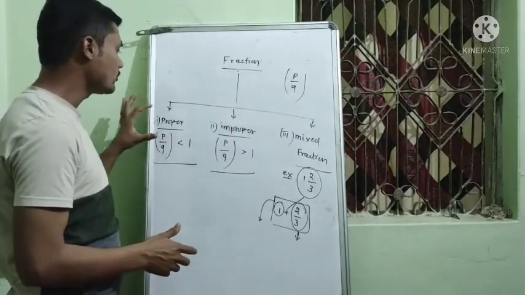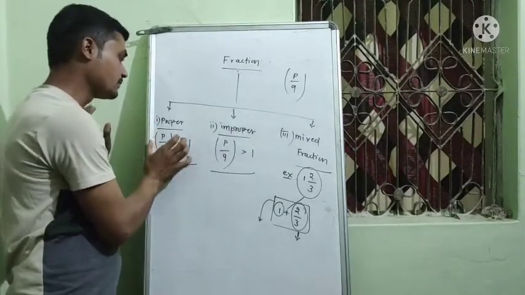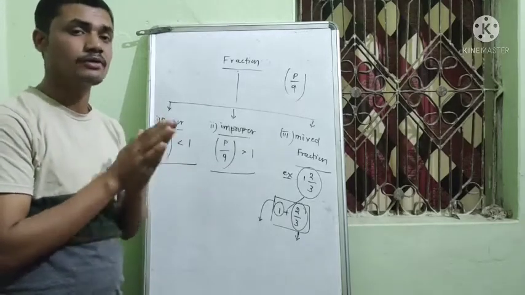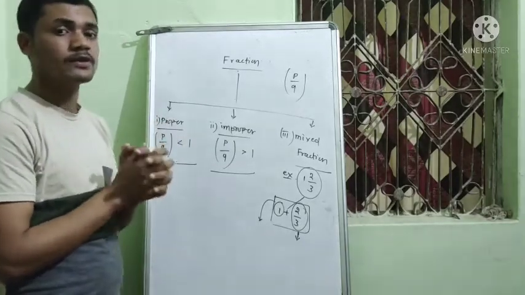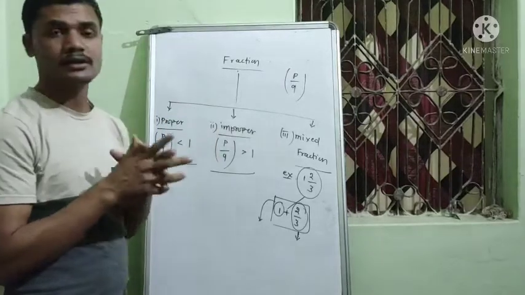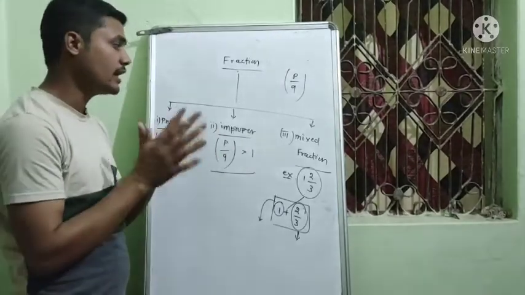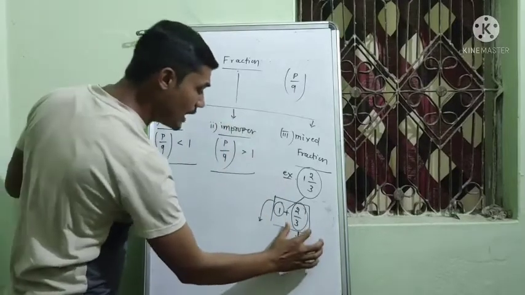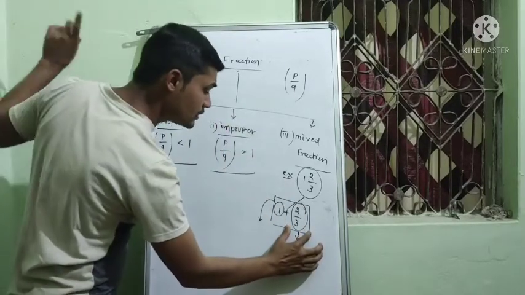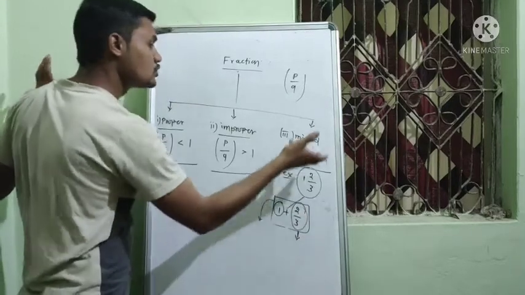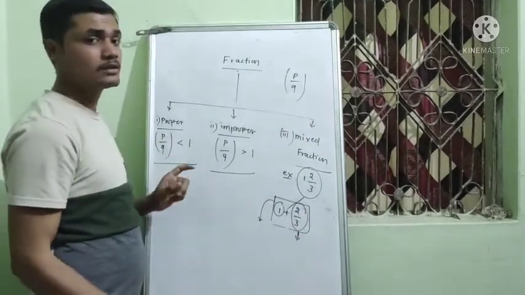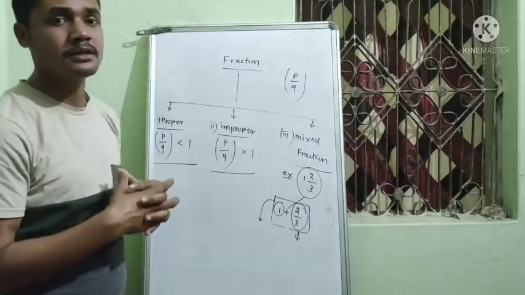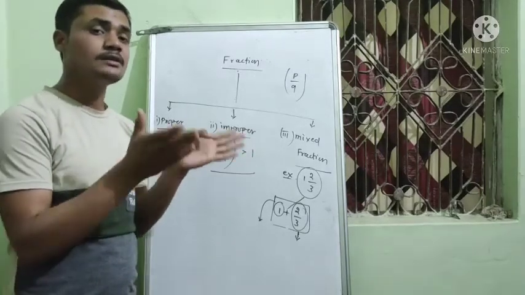So guys, if the value of a fraction is less than 1, we call it a proper fraction. If the value is greater than 1, it is an improper fraction. And if it has an integer and a fraction together, we call this type of fraction a mixed fraction. So we discussed in this video what a fraction is and its types.